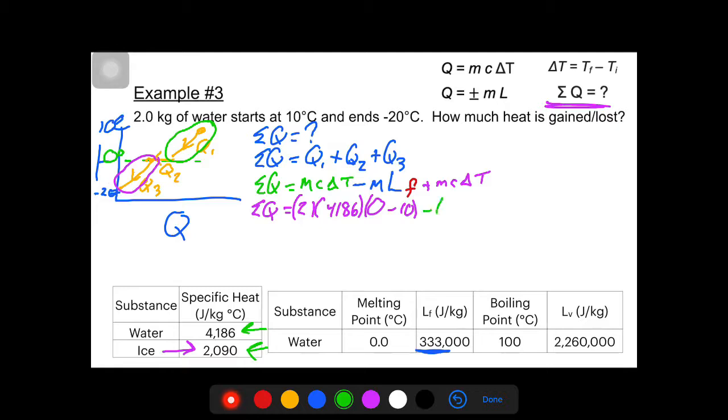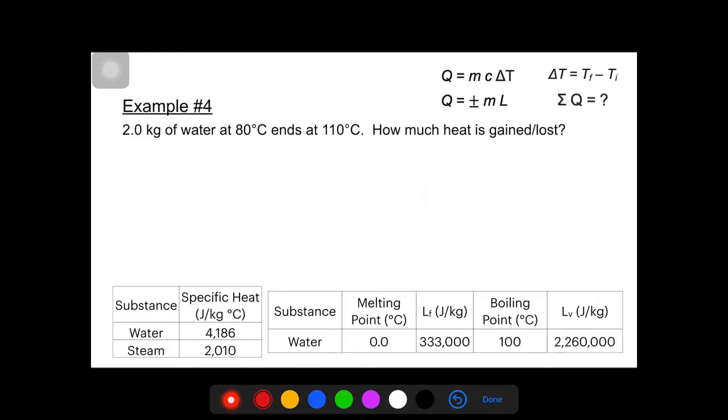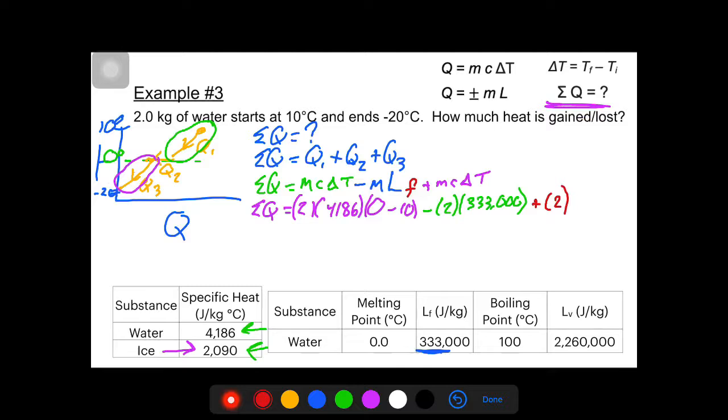My Q2 is going to be minus 2 times my latent heat of fusion, which when we look on our table is 333,000. Okay, and then we can go plus MC delta T. So we are going to go 2 times, and now we have to say, well, we're only looking at Q3. Q3 is ice, so my C is 2,090, times my final temperature, and this is my final right here, so that's going to be a minus 20, and then my Q3 started at 0, so that's going to be negative 20 minus 0.